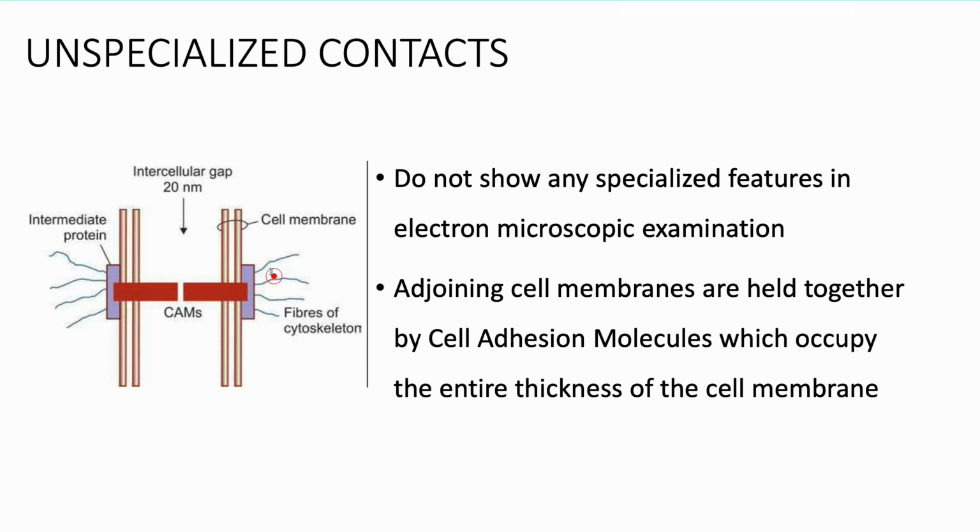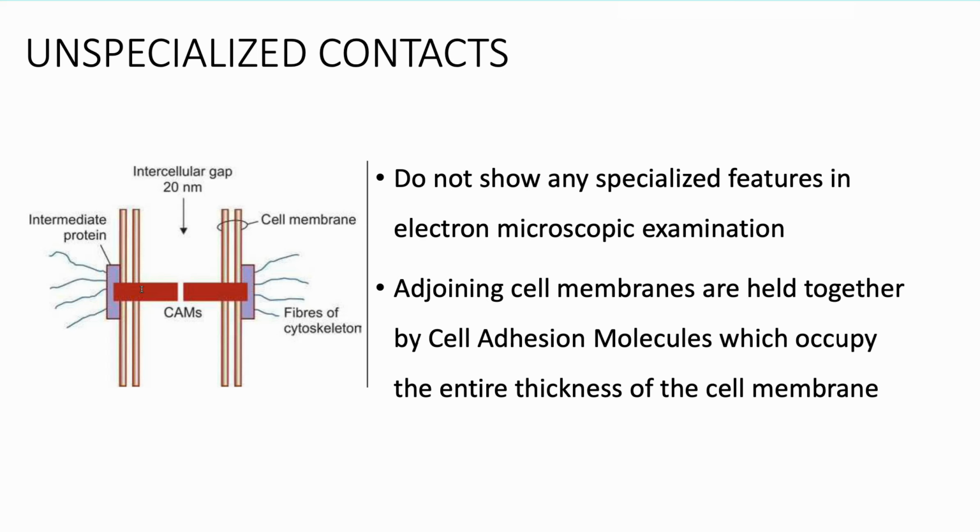And what are these fibers? They are the fibers of the cytoskeleton. Examples are actin, microtubules or intermediate filaments. All these are types of cytoskeleton. So they will be connected to different types of cytoskeletal fibers through this linking protein. Here it is labeled as intermediate protein, but you can call it a linking protein. So that is the basic structure of unspecialized contacts and of cell adhesion molecules.